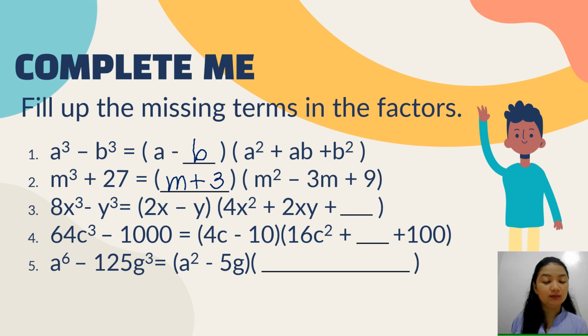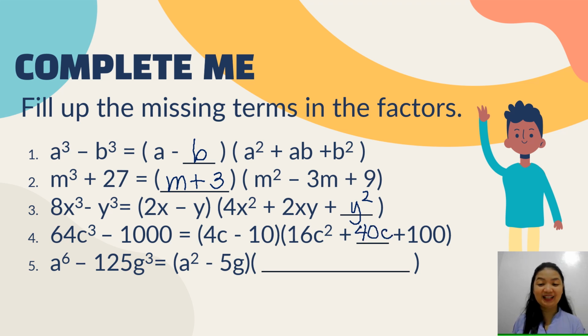For this one, what must be the number or the term written here? Correct. It is simply the square of the last term. And then the last term is y in our binomial. So this will give us y squared. For this one, middle term. So we simply multiply the first and then the last. So that is simply 40c.